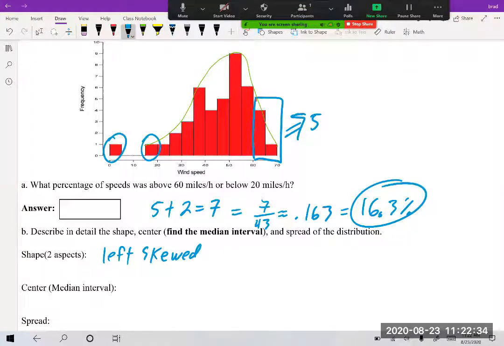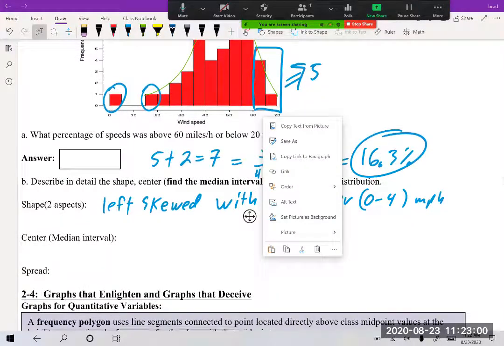Okay, with an outlier at, what would that be? 0 to 4? Yeah, 0 to 4. Remember, it can't be 0 to 5 because then that means you're including 10 and 20 in both intervals, right? So it's from 0 to 4 miles per hour.